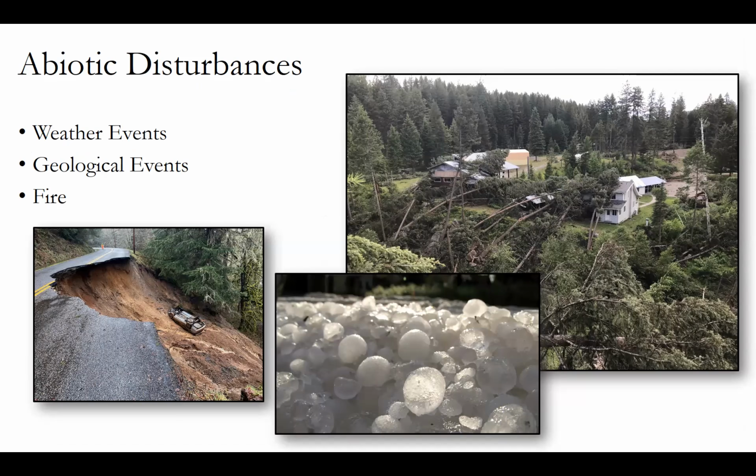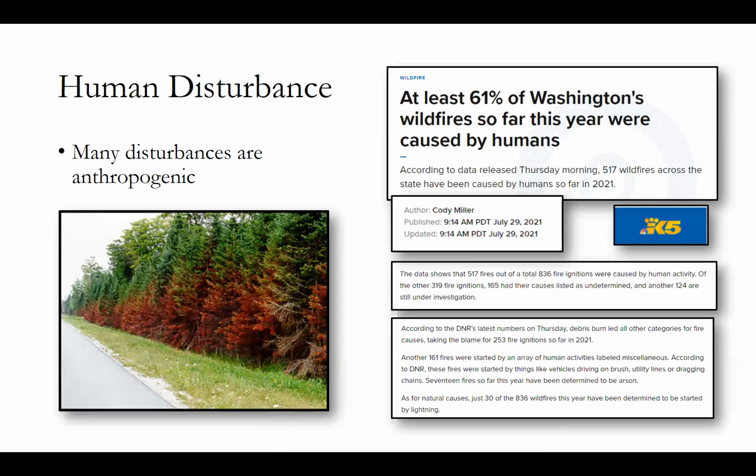So what about human disturbance? Many disturbances are caused by humans: de-icing salts, pollution, water diversions, and the majority of wildfires. So should we include humans as part of nature? Should these be considered natural disturbances? What about the prevention of natural disturbances such as fire suppression? Should that be considered a disturbance process in itself?